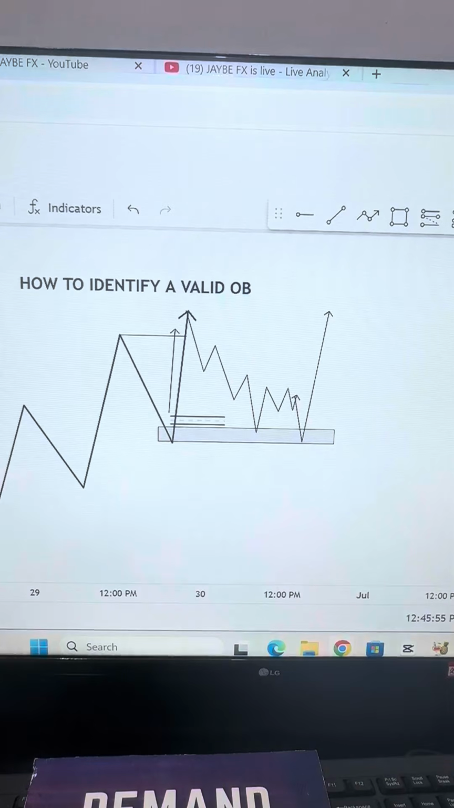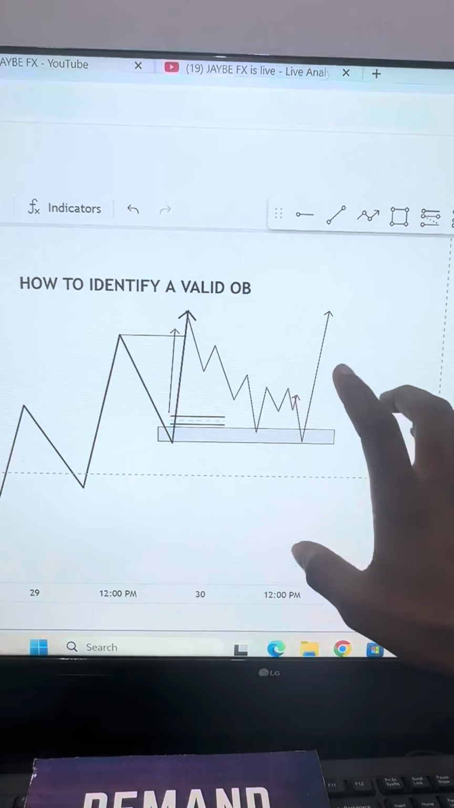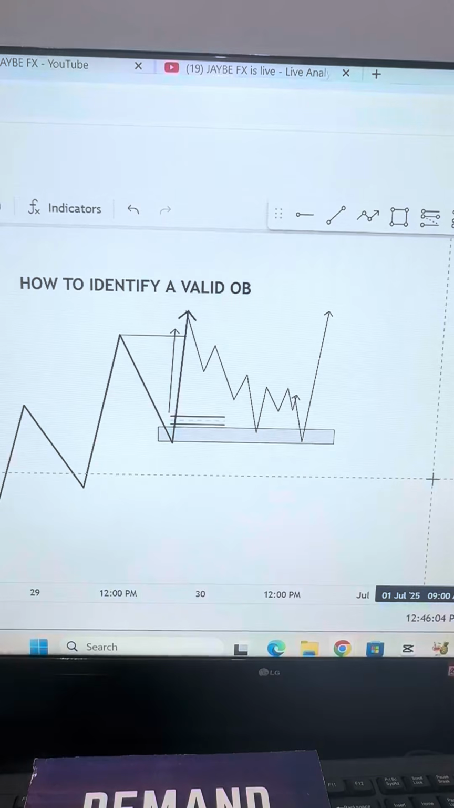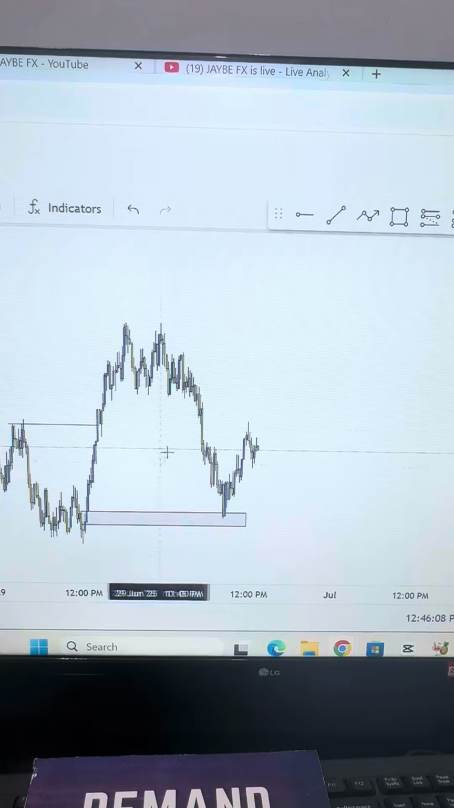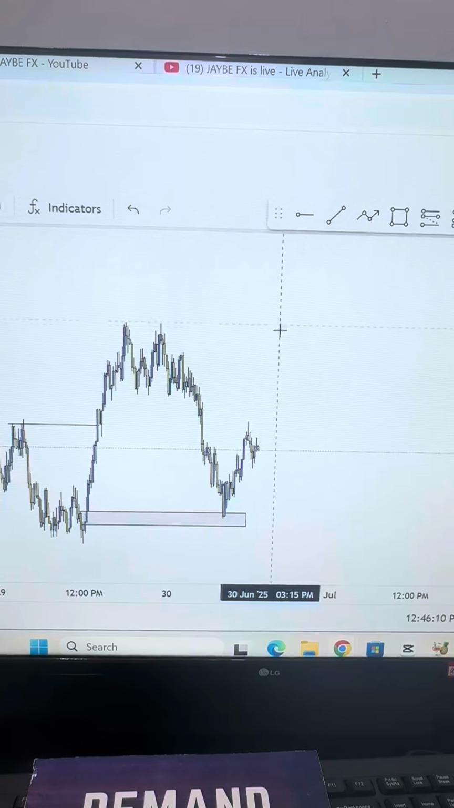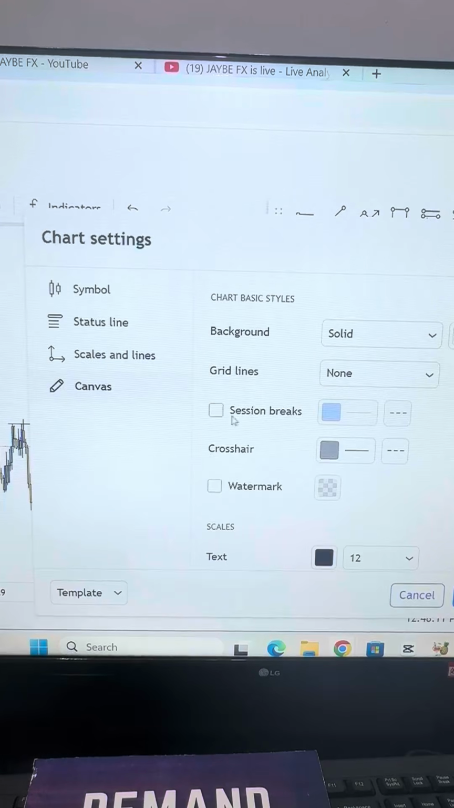Now we did this, how to identify, very easy, straight to the point. But we did analysis, live analysis on TikTok and also on YouTube. Let me show you guys. So this is the one we did, on the watermark.